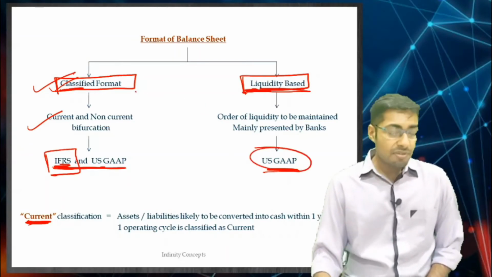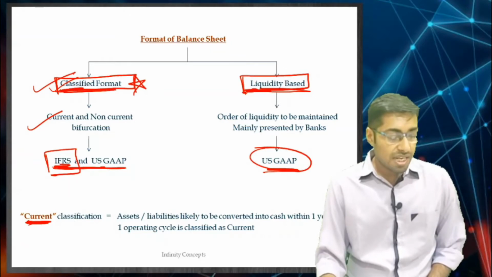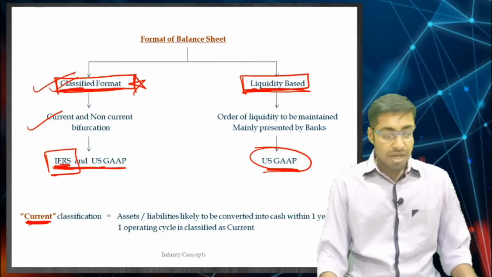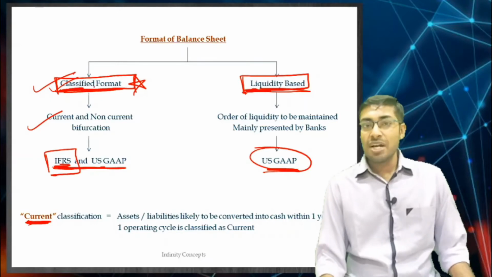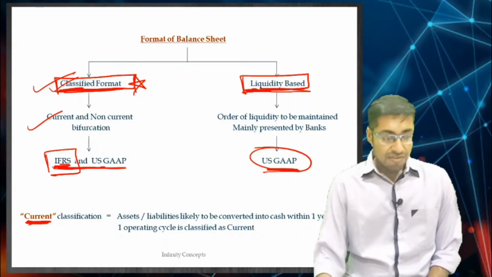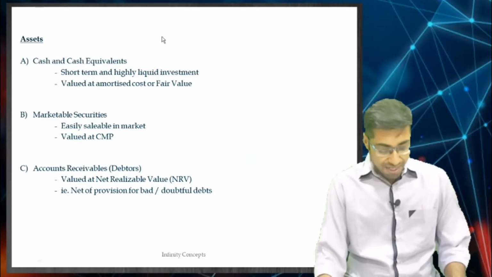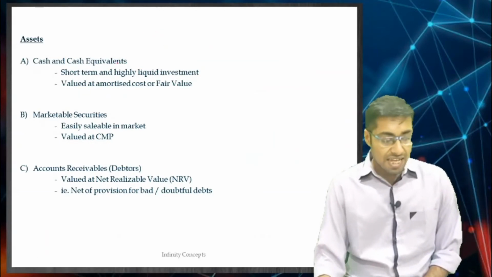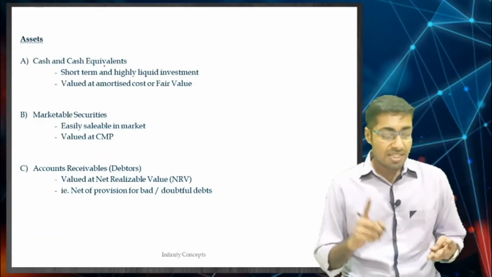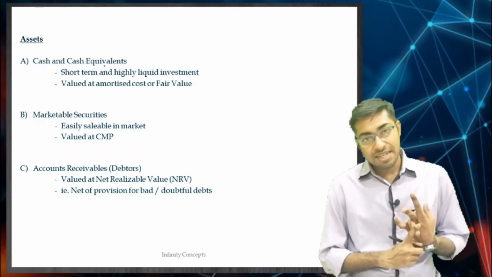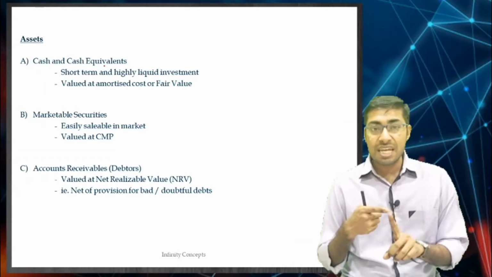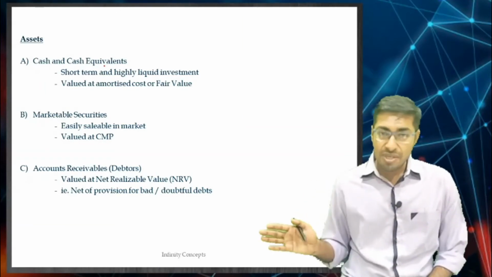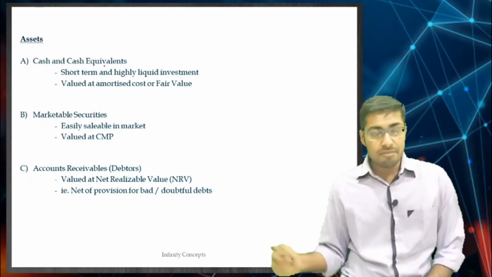Okay. However, our contention was more on the classified format, because this is what US GAAP and IFRS both of them allow. So this is your total format of the balance sheet. Okay. Now coming to the asset side, we are going to learn cash and cash equivalents, marketable securities, accounts receivable, that is debtors, and then when we go ahead, we will also see inventories, long lived assets, and intangible assets, all of these we will be seeing.